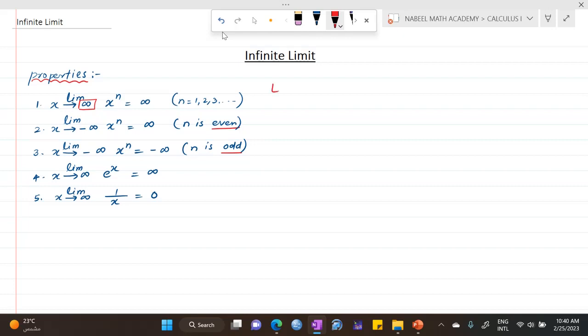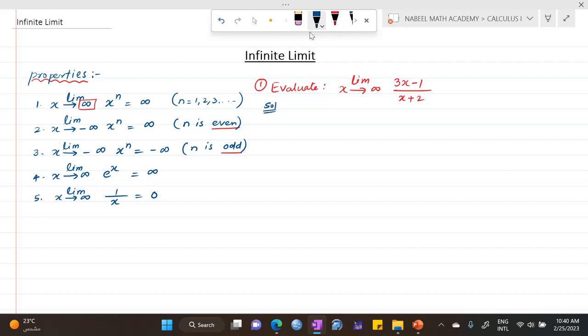Evaluate the limit as x approaches plus infinity of (3x minus 1) over (x plus 2). Now, how will you solve this type of problem? There are two methods to solve this problem.